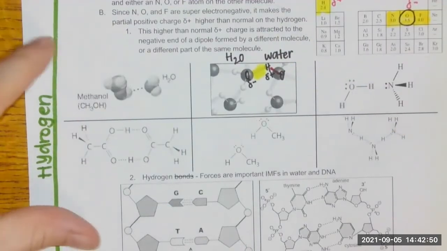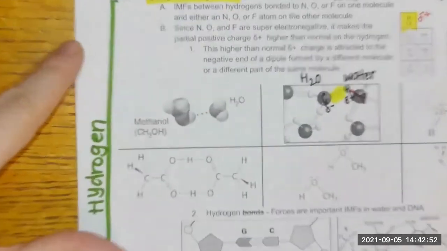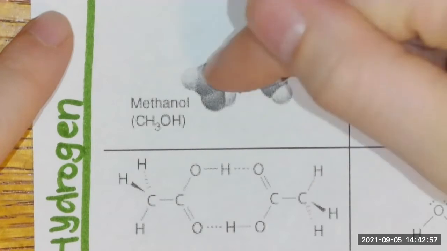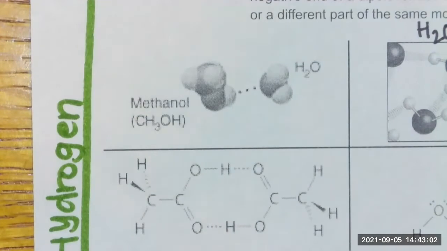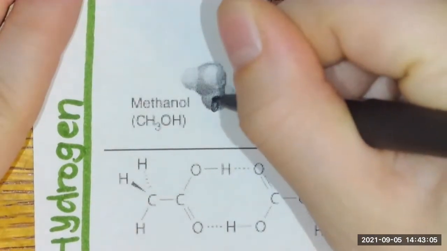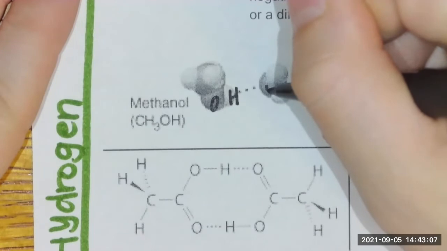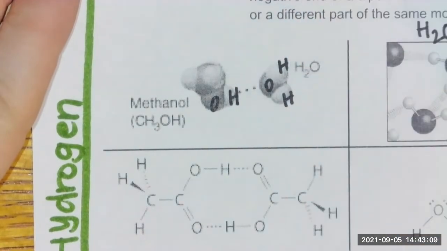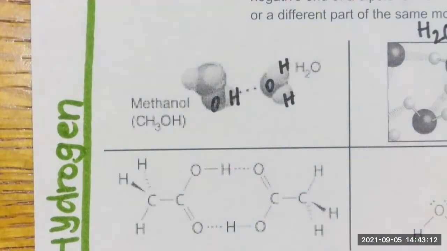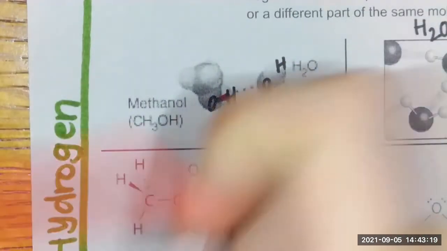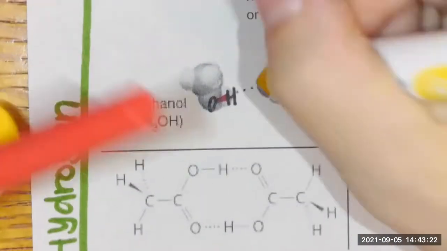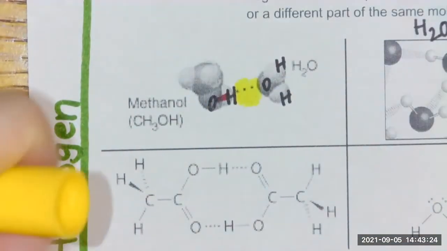Okay, crunchy noises, I'm zooming in. So here in this picture, we have methanol and water, CH3OH and H2O. This is the oxygen, hydrogen, oxygen, hydrogen, hydrogen. We're looking for that hydrogen sandwich. On one side, it's bonded to F, O, or N, and on the other side, there's an interaction.